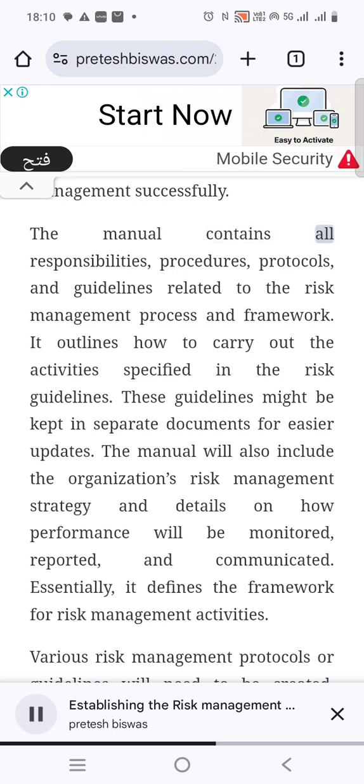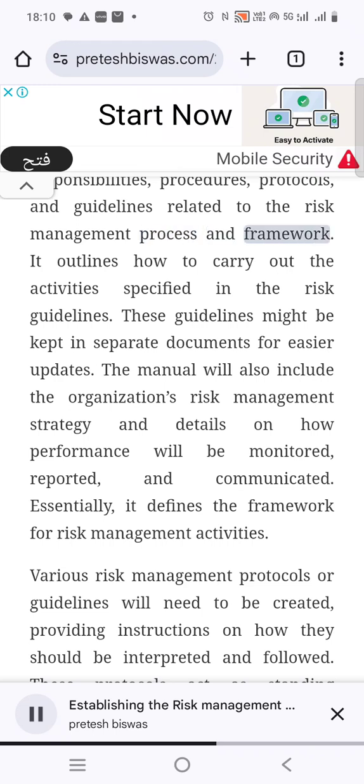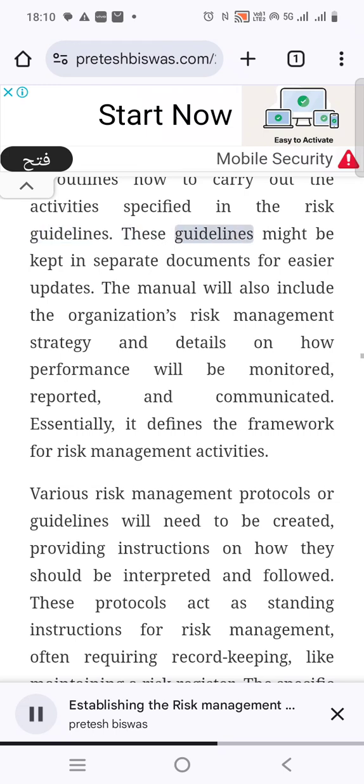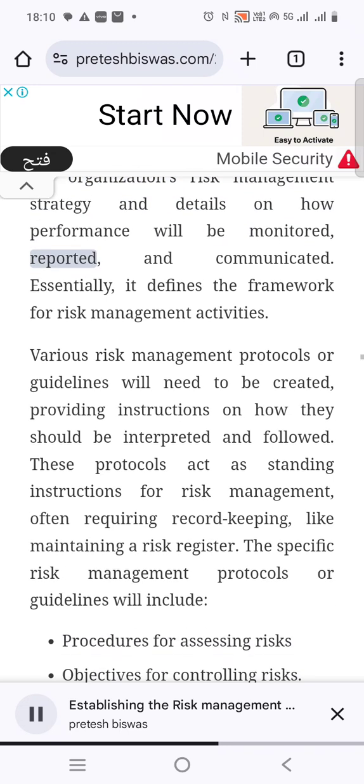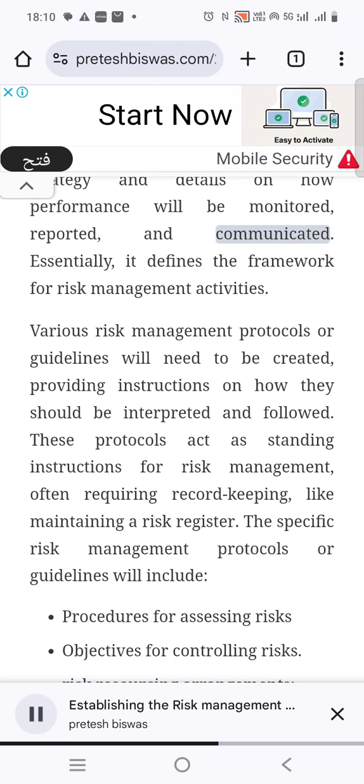The manual contains all responsibilities, procedures, protocols, and guidelines related to the risk management process and framework. It outlines how to carry out the activities specified in the risk guidelines. These guidelines might be kept in separate documents for easier updates. The manual will also include the organization's risk management strategy and details on how performance will be monitored, reported, and communicated. Essentially, it defines the framework for risk management activities.